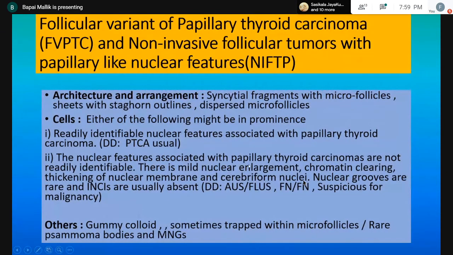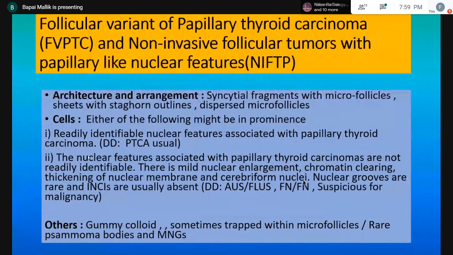There is a mild nuclear enlargement. The chromatin clearing is there. There is a thickening of the nuclear membrane, and there could be some cerebriform nuclei. So in spite of not having the intranuclear cytoplasmic inclusion, cerebriform nuclei can be of great help. Nuclear grooves can be very few, and intranuclear cytoplasmic inclusions are usually absent. So this particular group can be tricky. It can be a pitfall. You might miss it. But usually you find enough microfollicles to at least put it in the group of follicular neoplasm / suspicious for follicular neoplasm and not miss it.